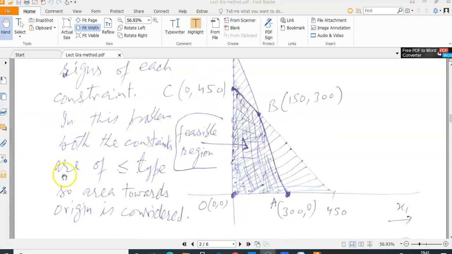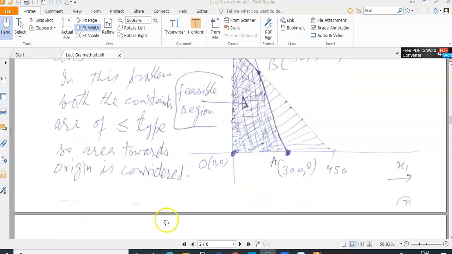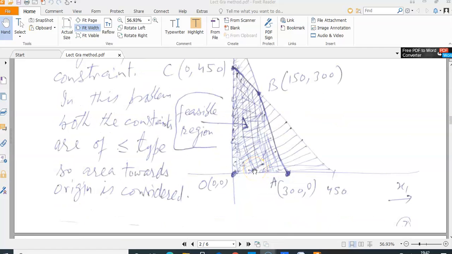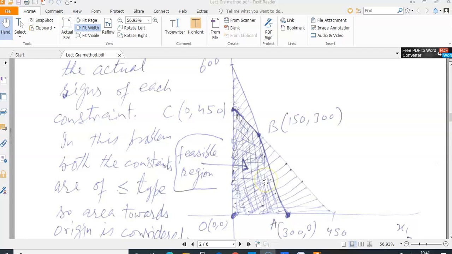After that, we consider the actual signs of each constraint. In this problem, both the constraints are of less than or equal to type, so the area towards the origin is considered. Similarly, for the second constraint, the area is towards the origin, this side. So this quadrilateral polygon has the common area bounded by this line as well as this line. So this is my feasible region. Every point in this feasible region is a feasible solution to the given problem.